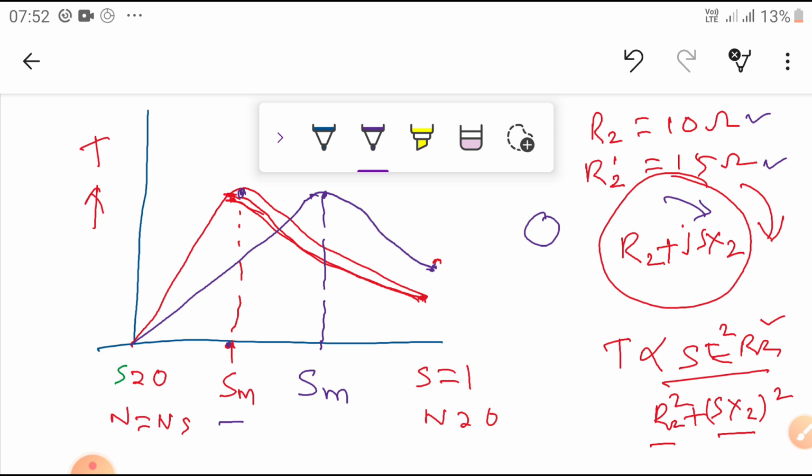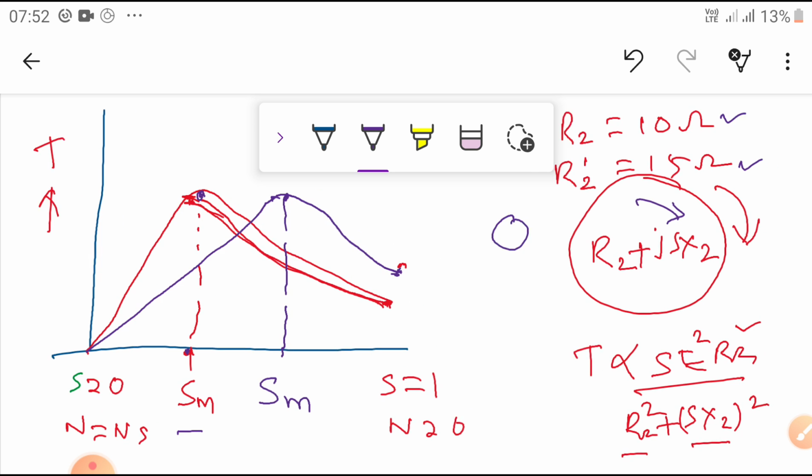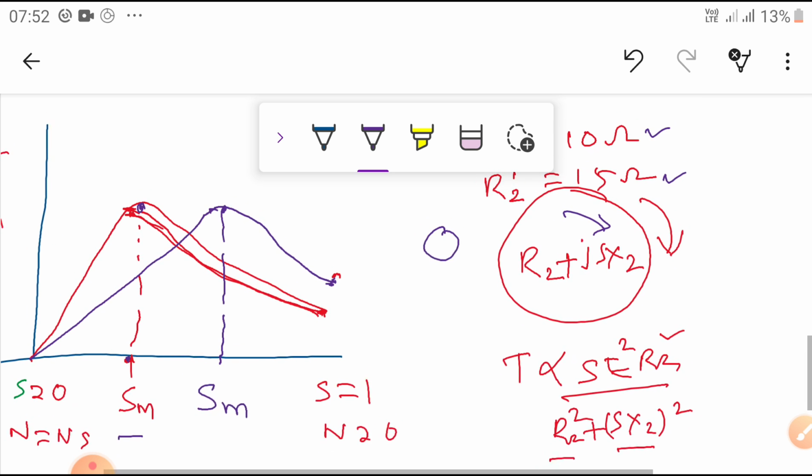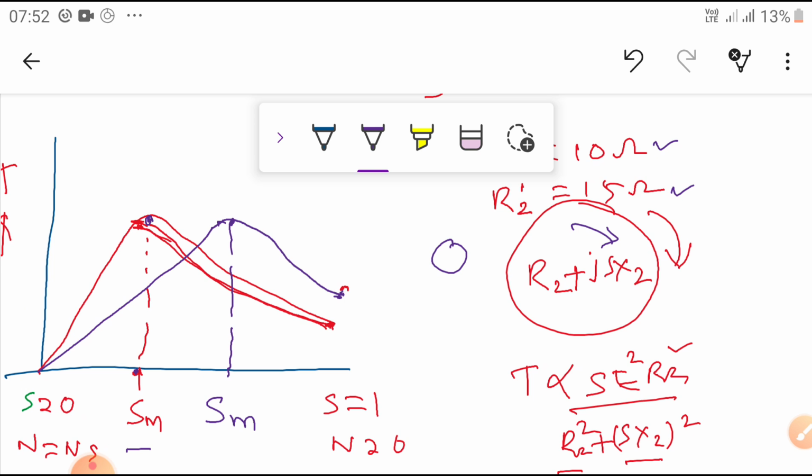Okay, now another case: I am going to add some more resistance. Then R2 we are going to take as R2 double dash. So I am going to take 20 ohms now. Some more resistance added, then the starting torque increases. Then we are going to get this one. This is the torque I am going to get.